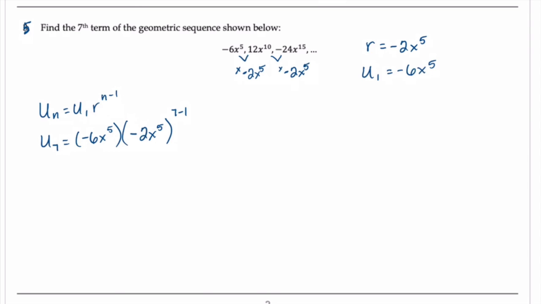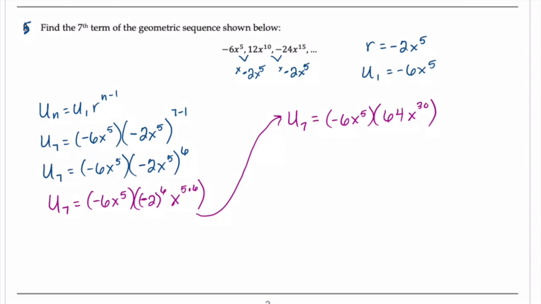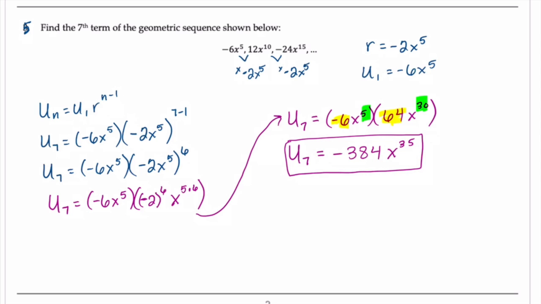All right, there's my substitution. I'm going to simplify. I'm going to apply laws of exponents. At this point, I'm going to multiply my coefficients together and add those given exponents, again using the laws of exponents here. And my 7th term is equal to negative 384 x to the 35th power.